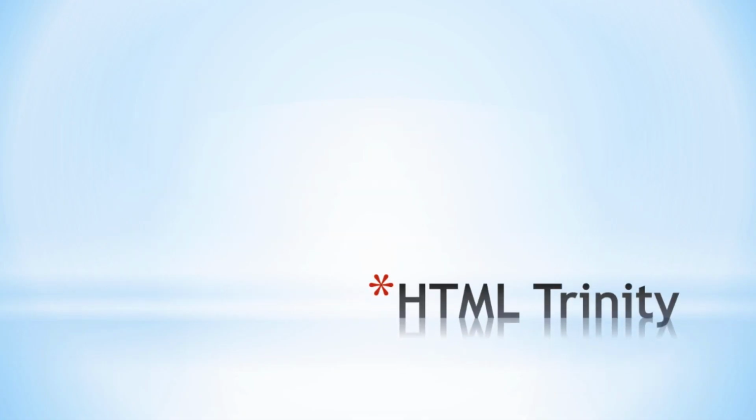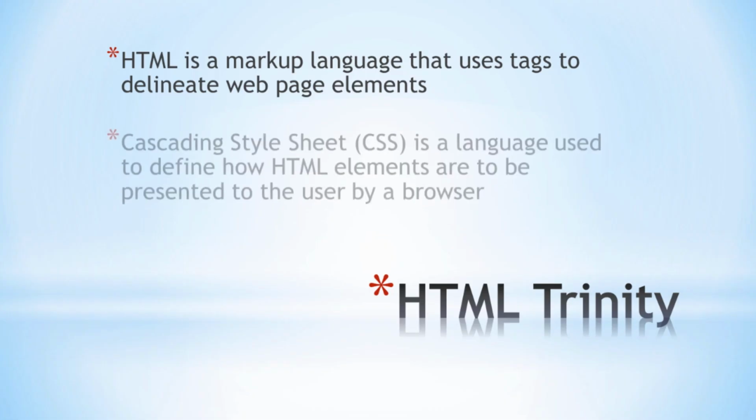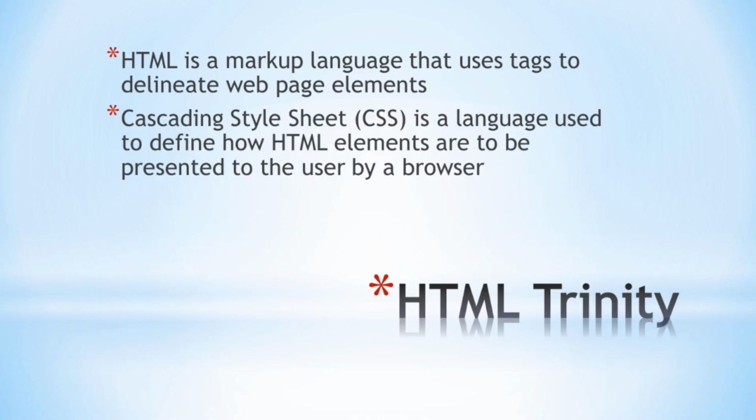Let's go ahead and begin by looking at what I call the HTML Trinity. That's basically HTML, which is the markup language that is used to delineate web page elements. It defines the start and the end of a segment of a web page. Cascading style sheet is the language that is used to define how those HTML elements are to be presented to the user by the browser. In other words, what they're supposed to look like.